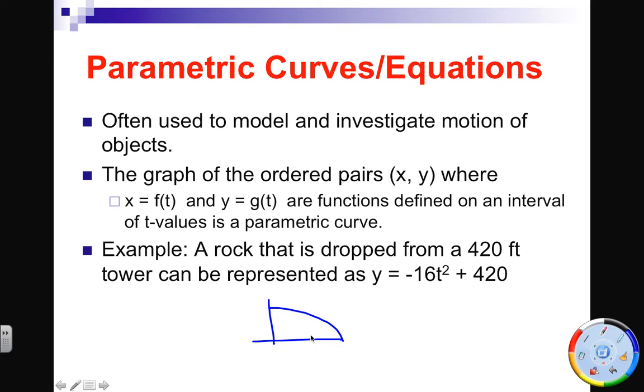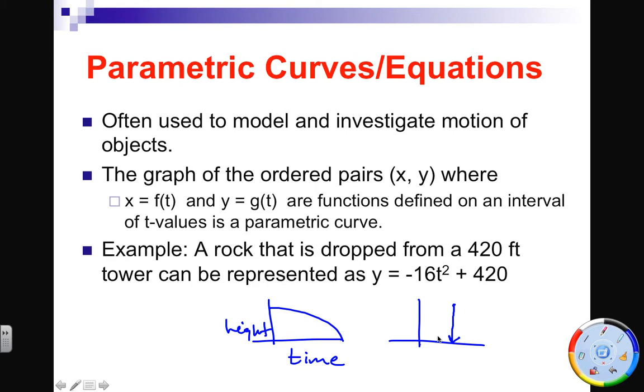The problem is if I just drop the rock from 420 feet, this is not the motion that the rock will take. This particular graph would be time and height, so it would be height over time. As time goes on, height is decreasing. However, if I was to truly drop the rock from 420 feet, it would go straight down.